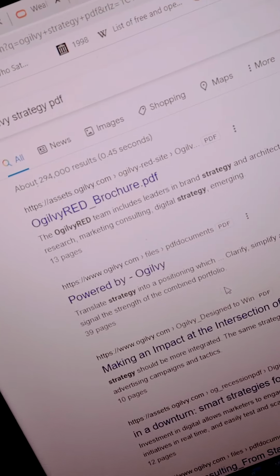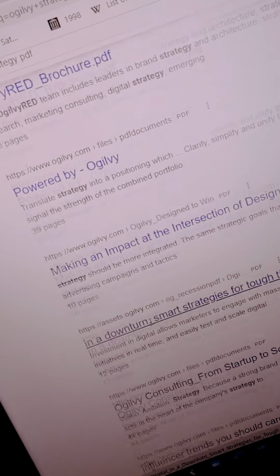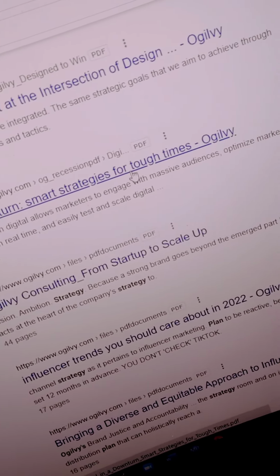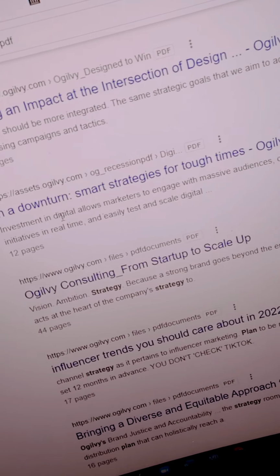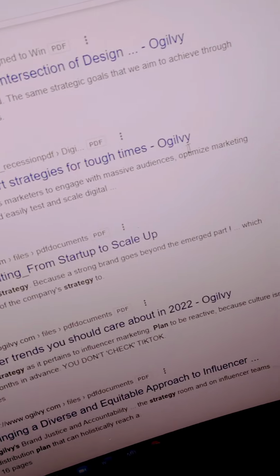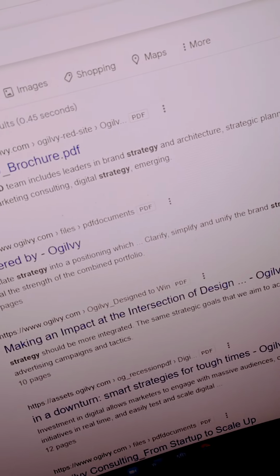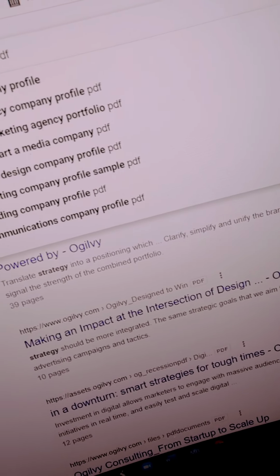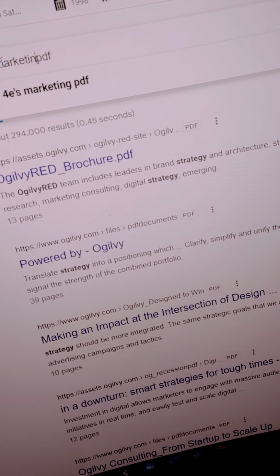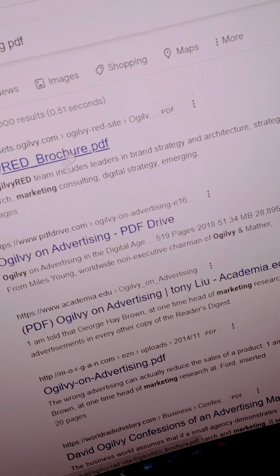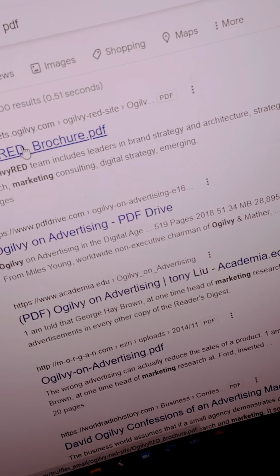Y'all use the research tool that I taught y'all. Put their name, put strategy PDF, and see what they got. You can also hire these people as you get big, but you can just learn in the downturn. Smart strategies for tough times. Investment in digital allows marketers to engage with a massive audience and optimize marketing initiatives in real time. You kind of want to learn about marketing, and this is one of the top marketing companies. We ain't going to do strategy, we just do marketing. They're a marketing company, and they got a whole bunch of gems.